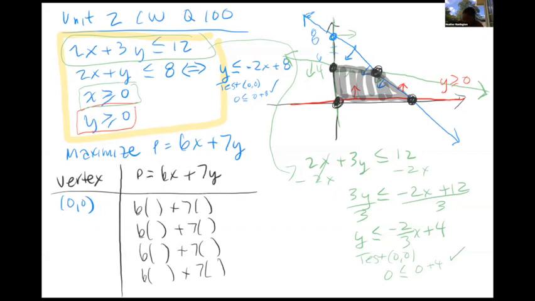Go back to the green. So how do we find this one right here? So that's that one, 0, 4. And then let's look for this one here. This one is going to be on the blue line.